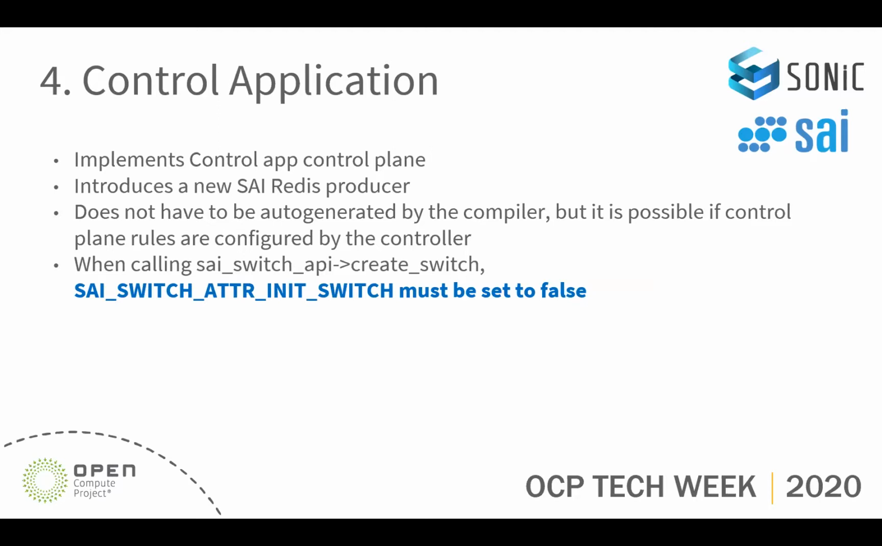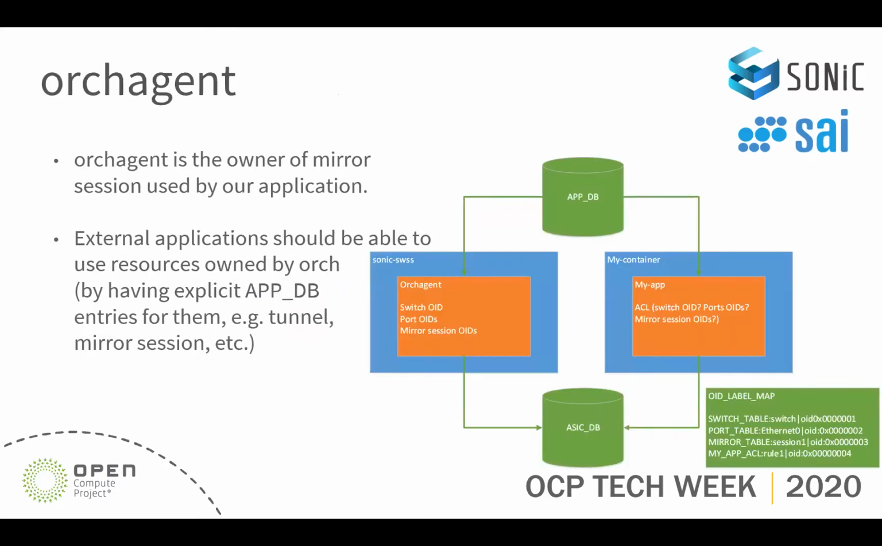The only consideration for such a control application that is different from the org agent, so you can think of it as a distributed version of org agent, is that when creating a switch, it needs to initialize the switch with the attribute init switch set to false. The reason is that it's not the main instance. The instance being org agent initializes with this attribute set to true. And we are saying that we are not the main one. We don't need to reset our ASIC. We are just connecting to it. So this is the main difference.